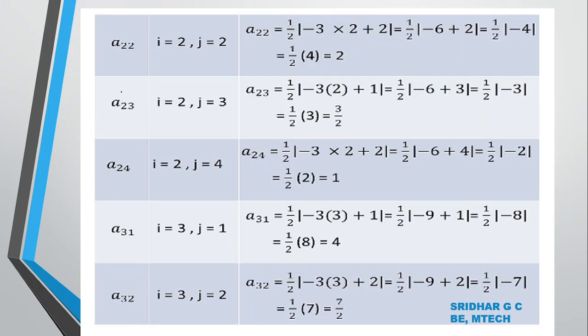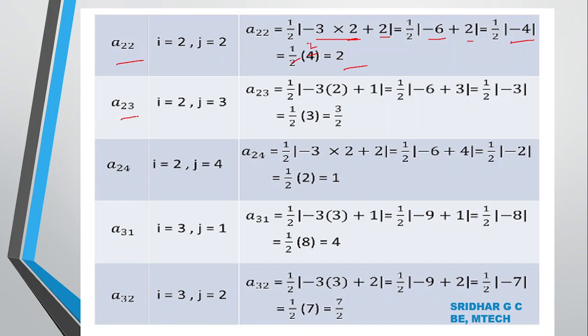In the same way for A22, solve for A22. Substitute i value as 2 and j value as 2. Substituting, we get minus 3 into 2, minus 6 plus 2. Minus 6 plus 2 is nothing but minus 4, so it will become positive. 1 by 2 into 4, 2 1s are 2, 2 2s are 4, it will get cancelled. So the answer is 2.